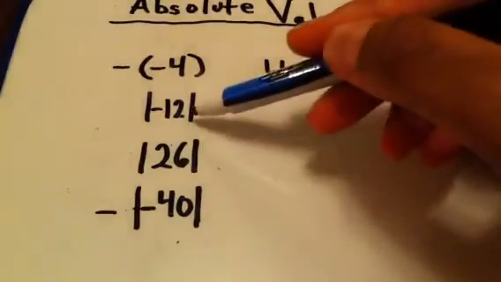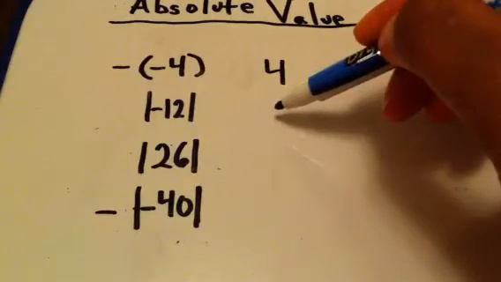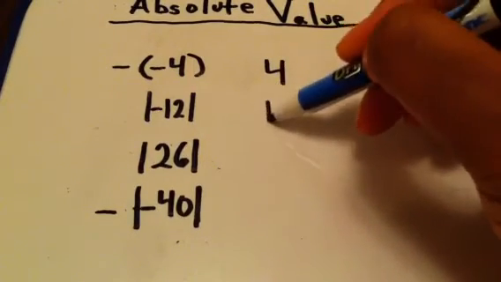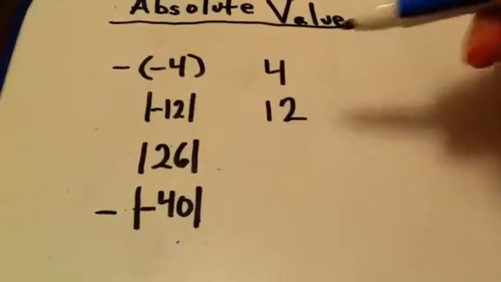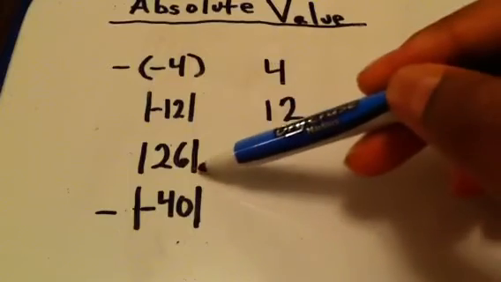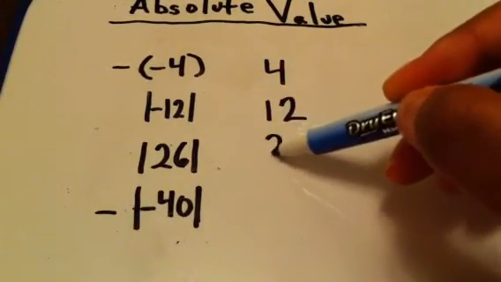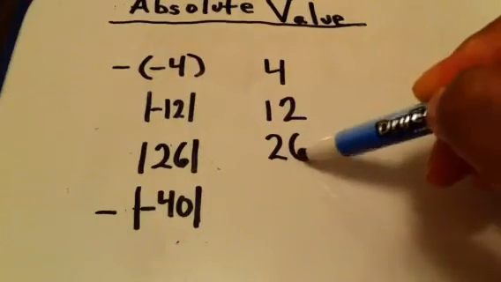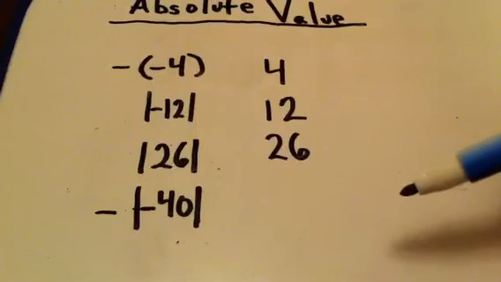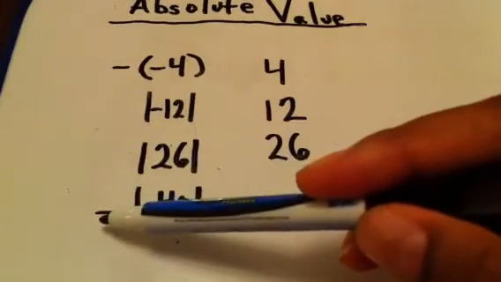You have the absolute value of -12. The absolute value of -12 is 12 itself. 12 paces from 0. That's absolute value. The absolute value of the number 26 is 26 itself, because 26 is 26 spaces from 0 on the number line.